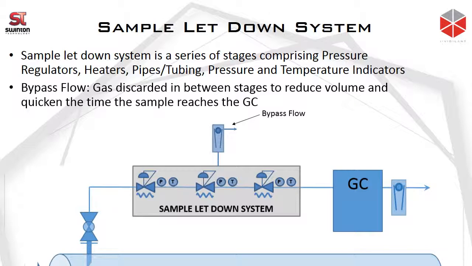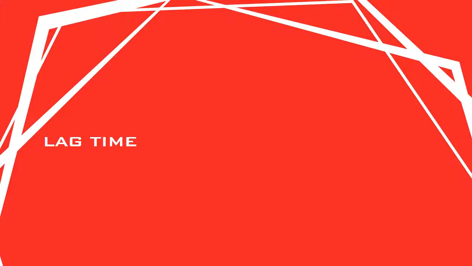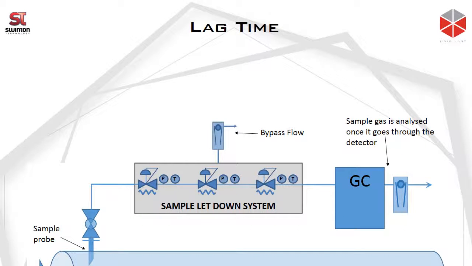And this takes us on to lag time. So what is lag time? Well, lag time is quite literally the time from A to B, where A is the point where the gas is sampled from the pipeline, and B is the point where the gas is analysed by the detector, or in other words, when it goes through the GC detector.